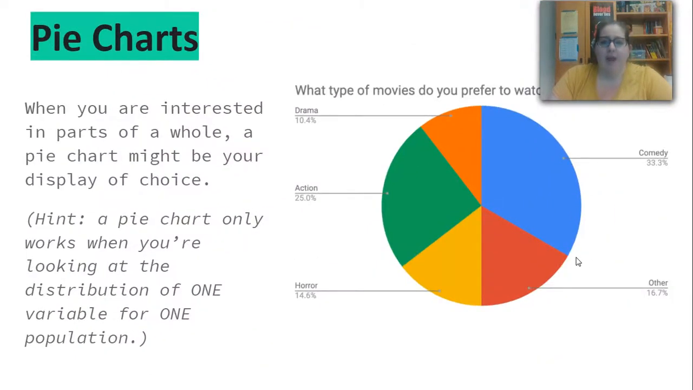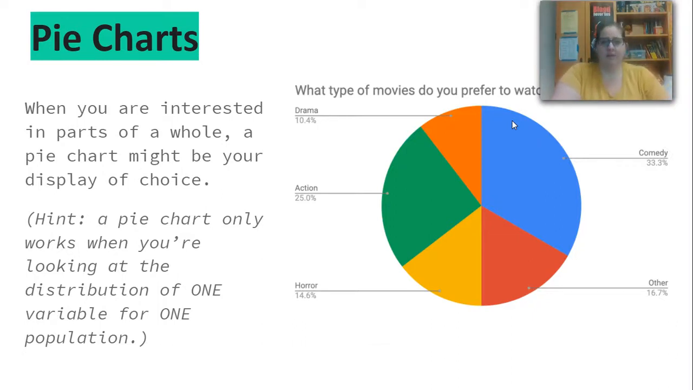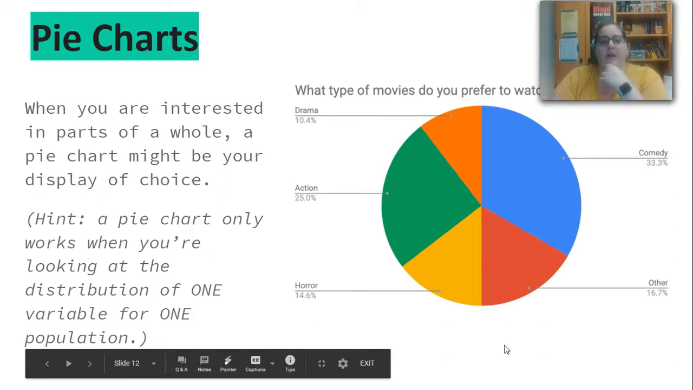We could also draw a pie chart. This is really good for when we're interested in parts of a whole. So if we have one population that we asked one question and there's no overlap, like one person in my population couldn't answer 2 options, they can only answer 1, this is a really good option. I said that here: it only works when you're looking for the distribution of one variable for one population where they're not allowed to say more than one option.